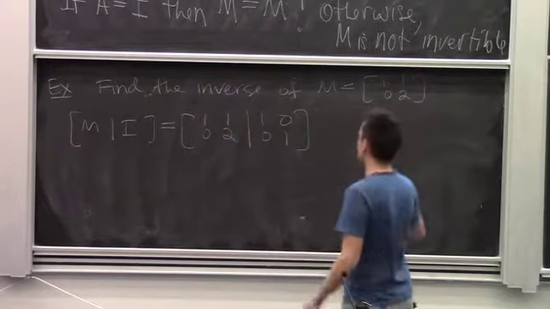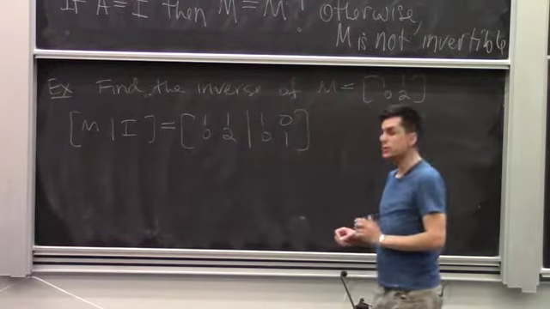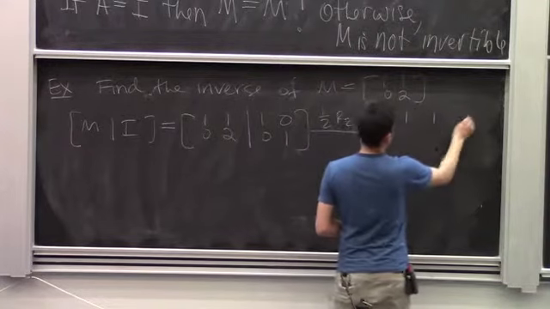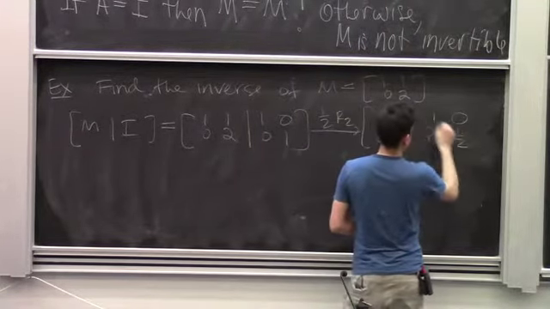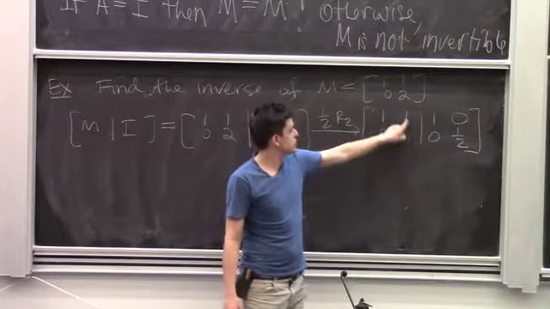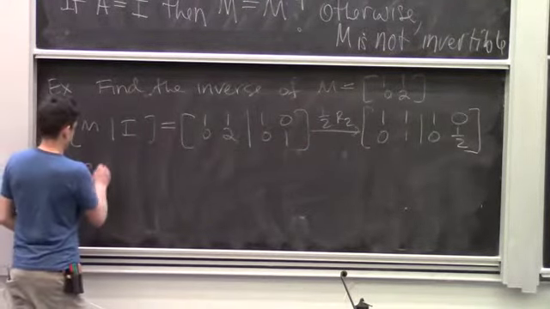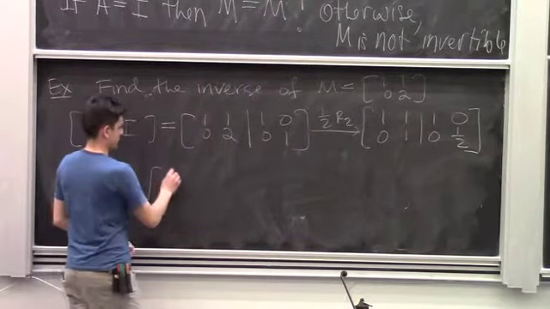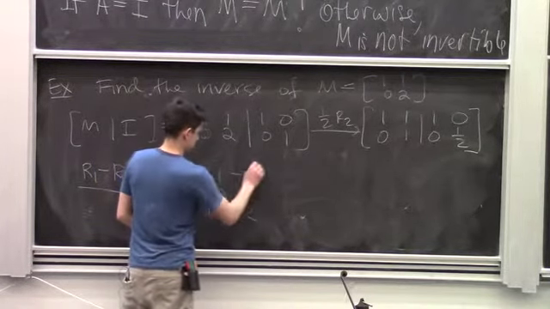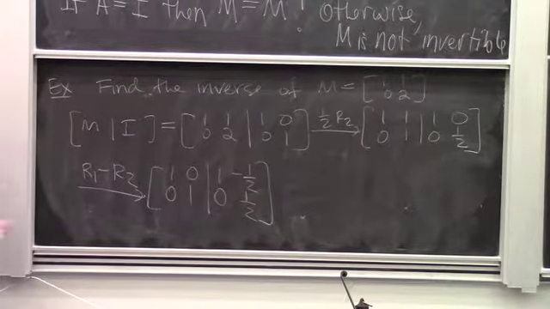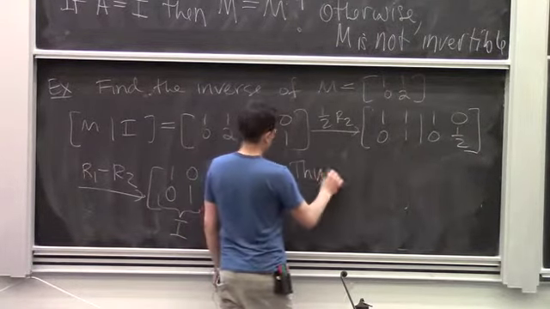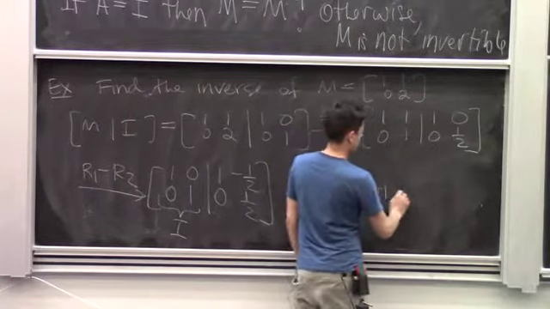Okay, so we start off here. We want to row reduce this thing as far as possible. So we're going to do 1/2 of R2. Okay. Now we have a leading 1 here, so we're going to subtract that off. Okay, now we've got to a place where we have the identity matrix on this side. So thus, an inverse is this.